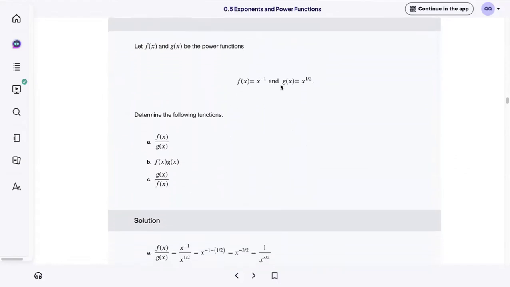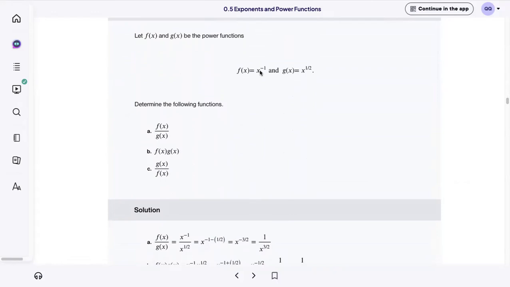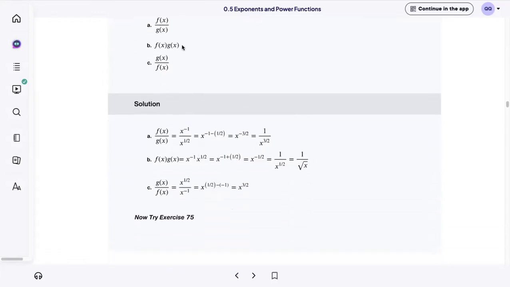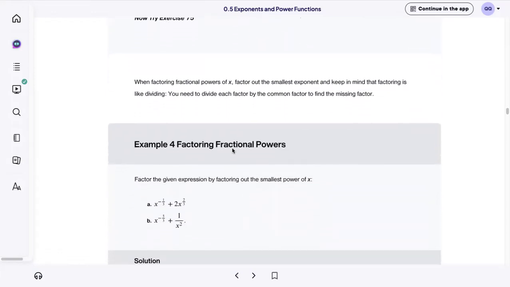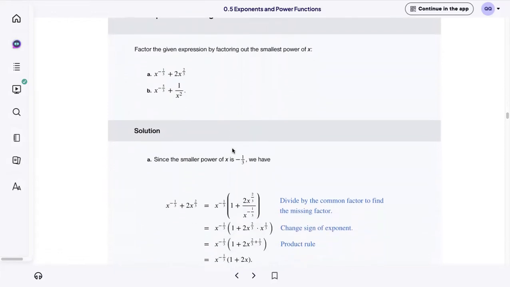With functions, we can divide them, right? f of x equals x raised to -1, which means 1 over x, divided by g, x raised to a half. So we have x raised to -1 minus a half, which is x raised to -3/2, which is 1 over x raised to 3/2. We can multiply them, we add the exponents. We can do g divided by f, we do the same thing when it's a division, we subtract the exponents.